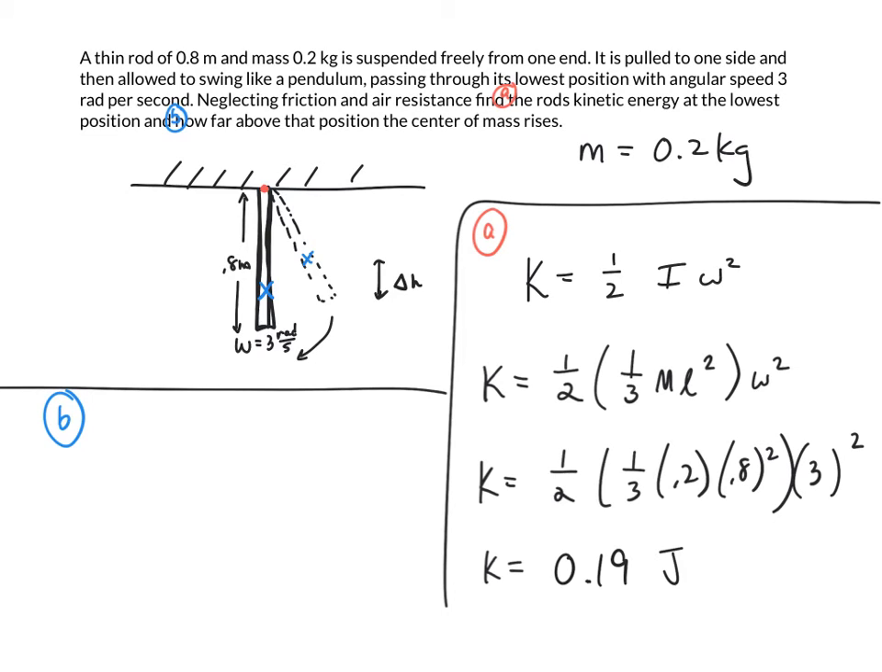That sounds good. Okay, let's look at part B now. Let's take a look at part B. So how far above the position does the center of mass actually rise? So let's ask ourselves a question first. If an object is rising and falling back and rising and falling back, what kind of a problem is this that we've seen many times over and over?